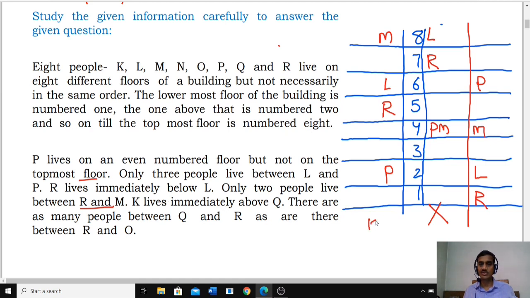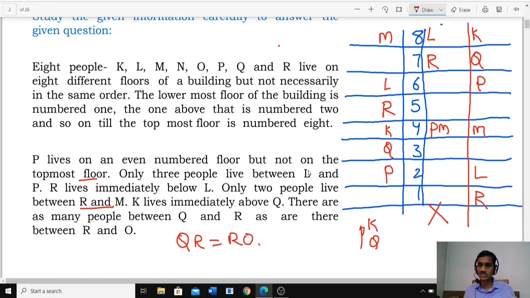K lives immediately above Q. K is immediately above Q, so K is here and Q is here. There are as many people between Q and R as between R and O. Between Q and R there is only one person, so between R and O there must be only one, so O must be here. If O is here, the person left over is N, so N must be here. Now this is the final arrangement.